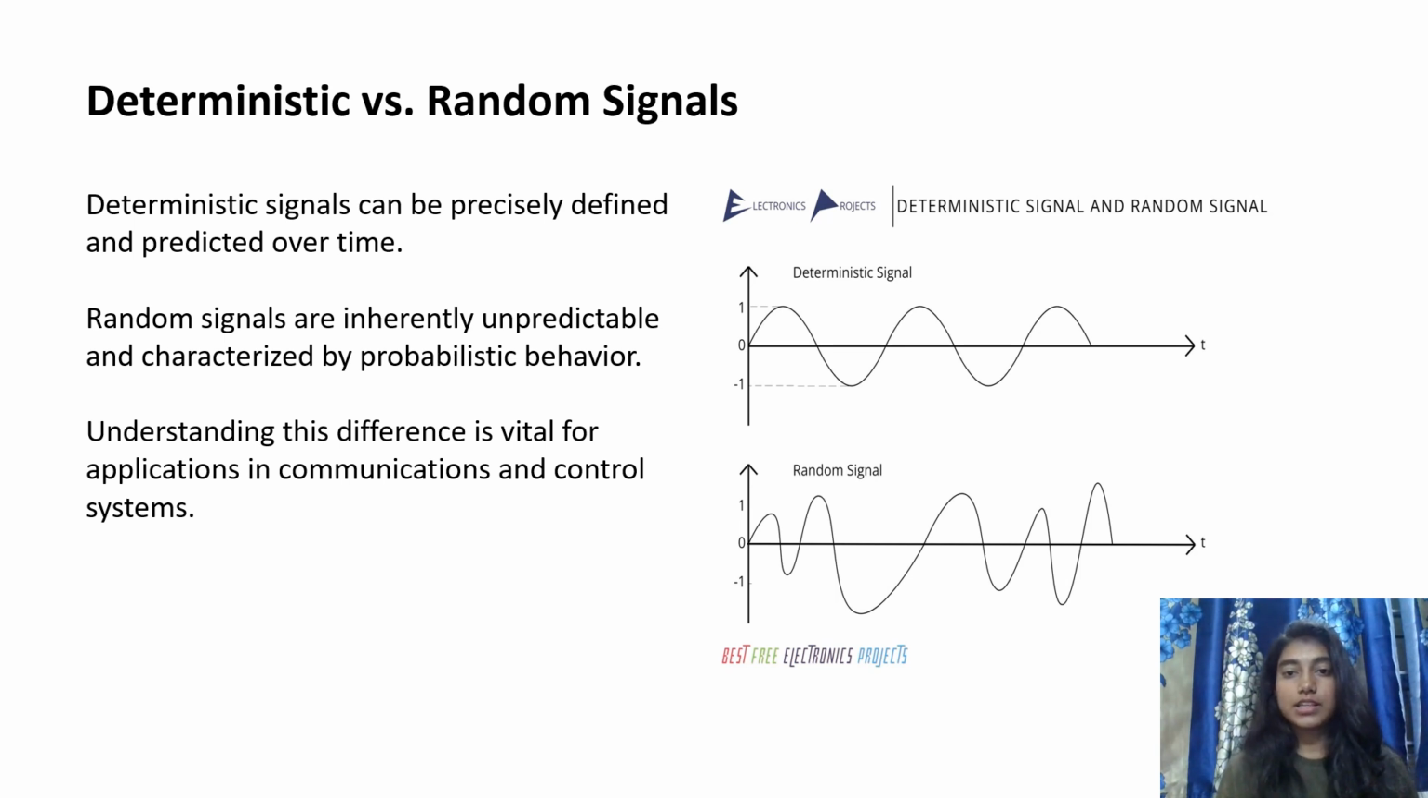Now here we can see the waveform of deterministic signals and random signals. As deterministic signals are precisely defined and predicted, we can see the signals are equally distributed, while the random signals are unpredictable and uncharacterized, so we can see the randomness in the waveform.